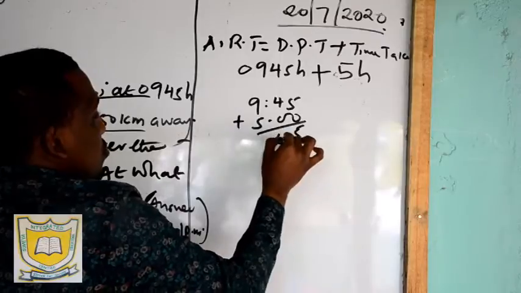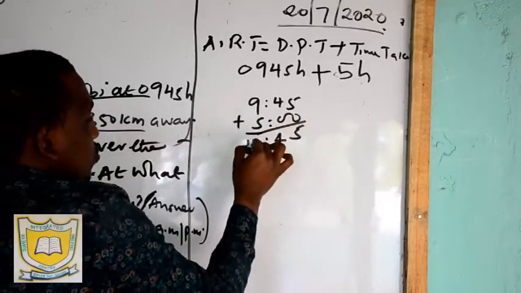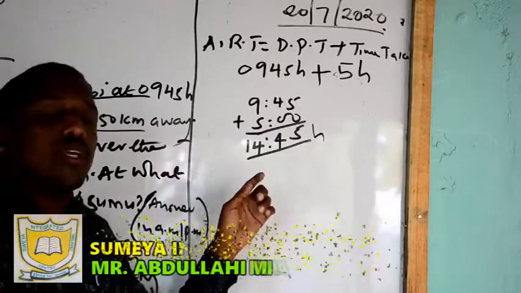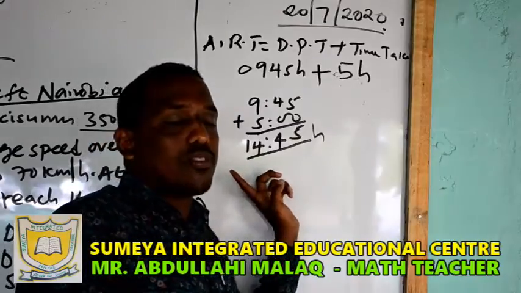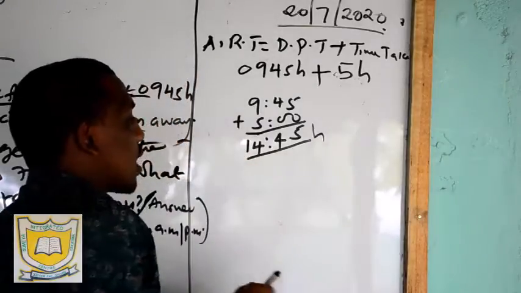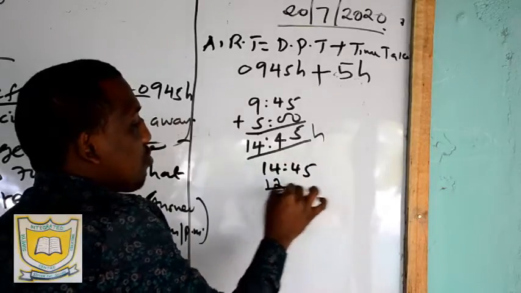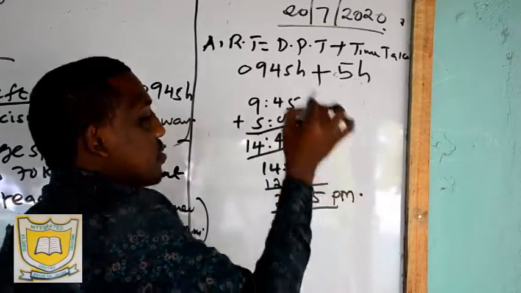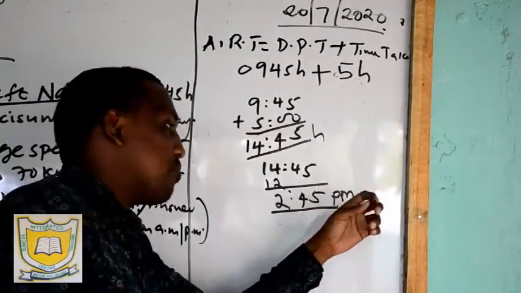So here is 5, 4, then 9 plus 5 is 14, 45 hours. But we are told to change into PM. This is the 24-hour clock system. When I want to change it into PM, I said earlier you subtract 12 hours from the time. So we say now 14:45. If I want to change to PM, you say minus 12 hours, you get 2. So it is 2:45 p.m. That is how we get the arrival time. So arrival time is 2:45 p.m.